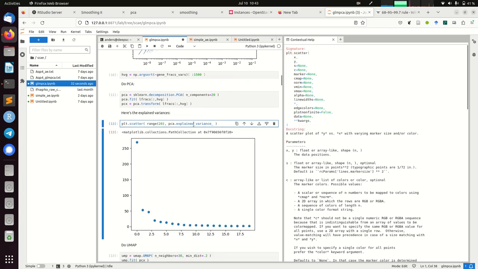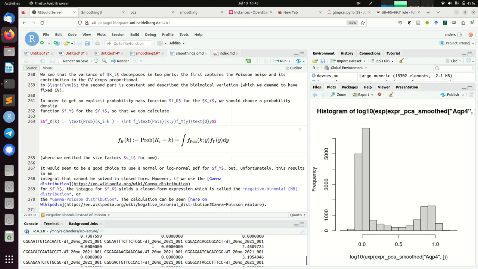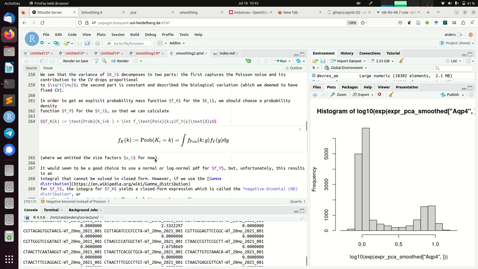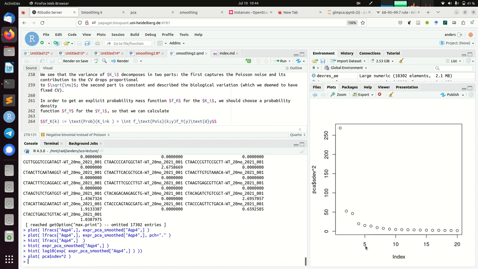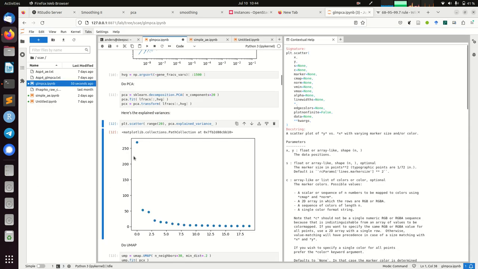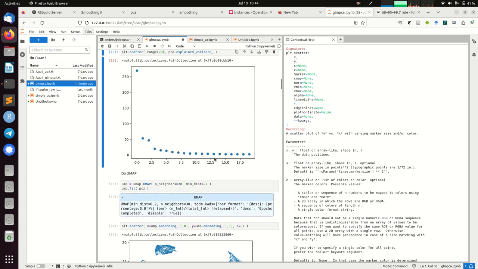I checked this by looking here at the scatter plot of the explained variance, and then went over to RStudio and also looked at the explained variance. In R, I have this PCA dollar sdev. In Python, it was explained variance, here standard deviation, so I have to square it. And if I plot that, you see here down, a little kink down again. Very roughly, you can see this is the same plot. So I did this a couple of times to make sure that my Python really does the same thing as R. I had a closer look, and yes, it's the same thing.